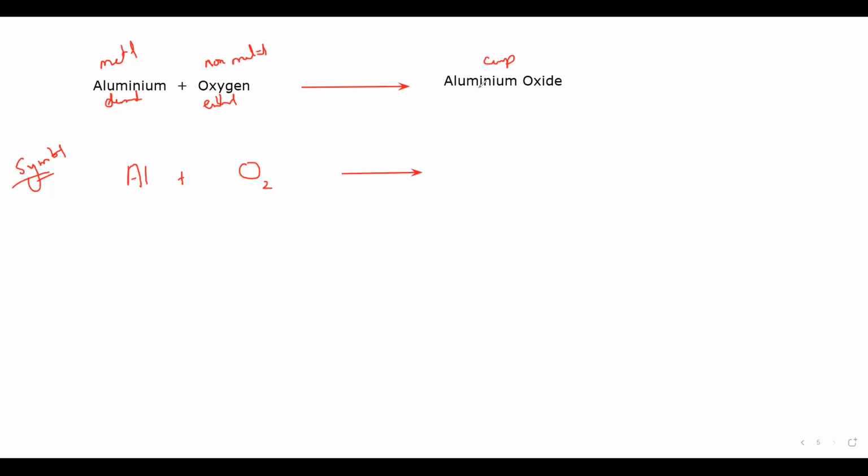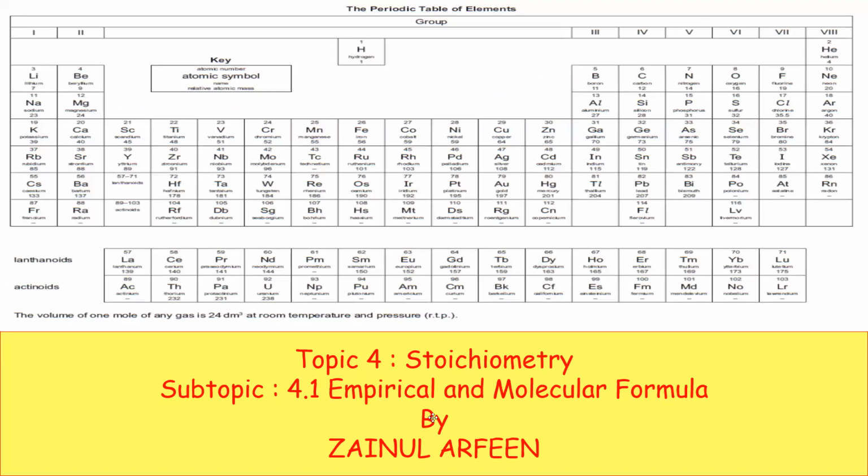And what about aluminium oxide? How to write the formula for aluminium oxide? You have to check the periodic table for this. Aluminium belongs to group 3, so it is +3, and oxygen belongs to group 6, so it is -2. We cross multiply their valencies. The formula will be Al2O3.